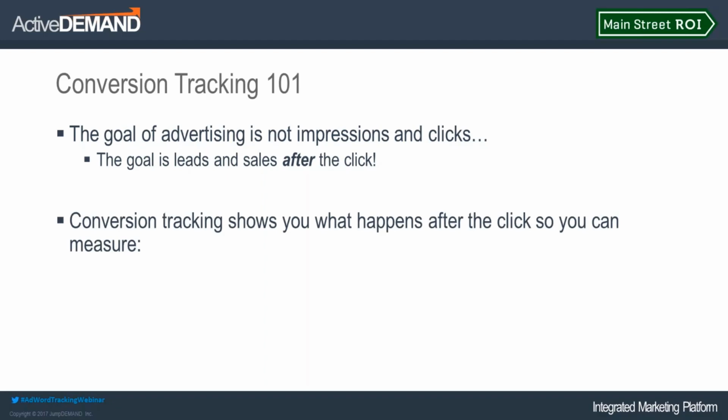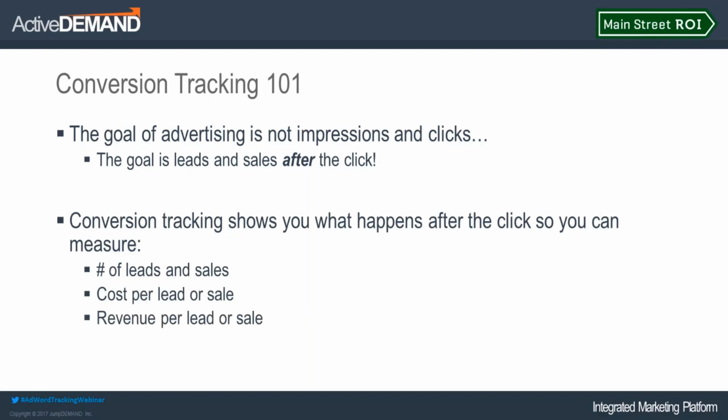With conversion tracking, you want to know what's happening after that impression, after someone actually clicks on your ad, and you want to be able to track metrics like number of leads, number of sales, cost per lead, cost per sale. I already mentioned revenue per lead or revenue per sale. Those are key metrics, and we'll talk about this later in the case study. Those are really the metrics you'll use to optimize your Google AdWords campaign. You can't optimize a campaign if you're just looking at clicks and impressions, because you don't know if those clicks are actually leading to leads and sales for your business.